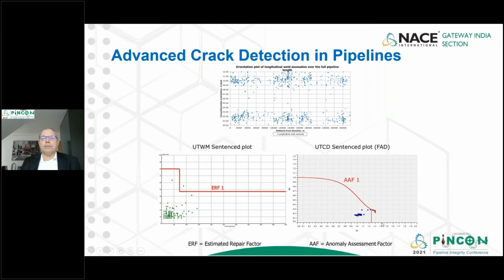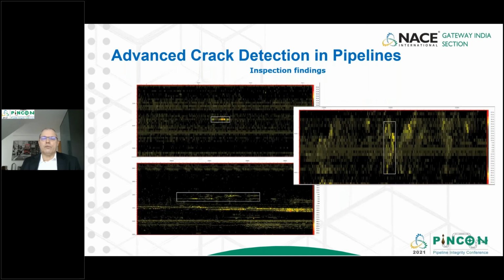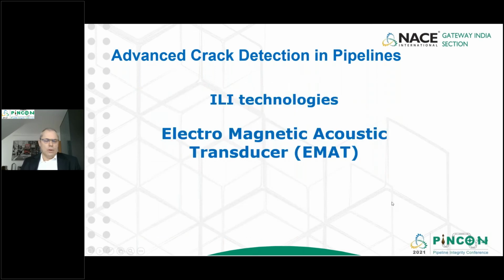These are some examples of real cracks which have been found in real pipelines, longitudinal cracks, and also axial cracks. The other tool which is used for crack detection is the EMAT. And this tool was especially developed for the use in gas pipelines.